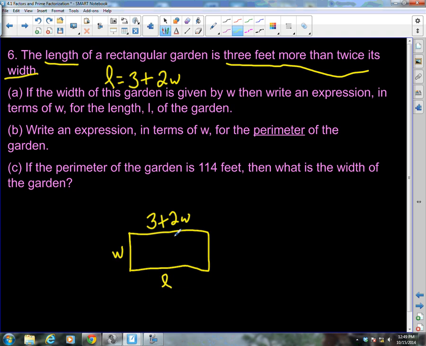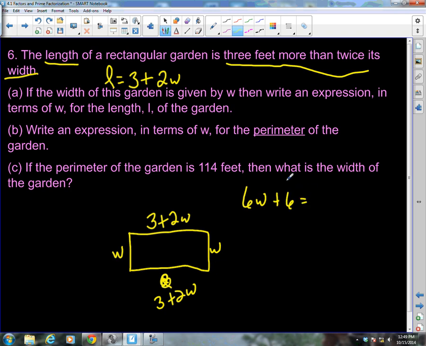Write an expression for the perimeter in terms of W, meaning I don't want an L in there, I want a W. So here's a W, here's 3 plus 2W. So the expression for the perimeter, I'm just going to add all the sides up. 2W plus 2W plus 1W plus 1W is 6W. Then 3 plus 3 is 6. I just added like terms.